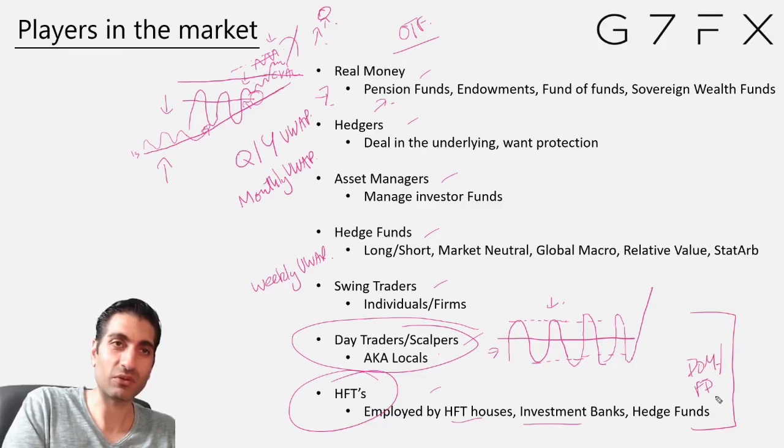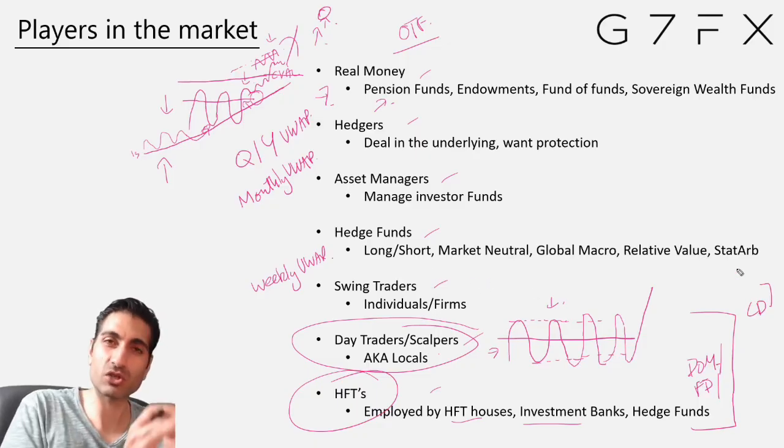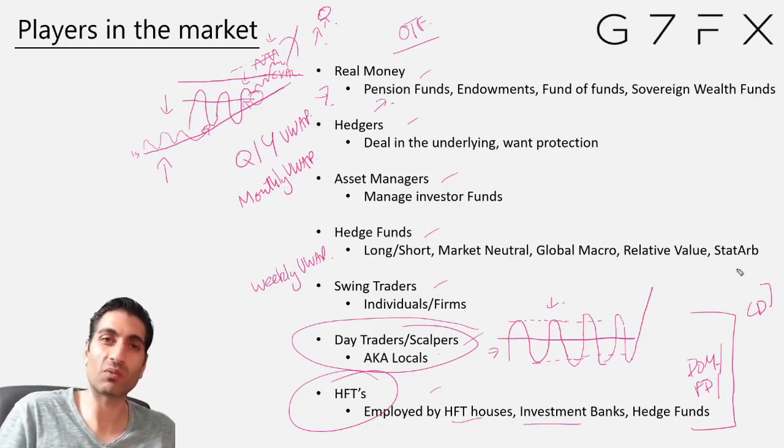Okay, DOM footprint, and then obviously to some extent cumulative delta probably does help us a little bit with swing trading as well, because I showed you the cumulative delta. You can obviously look a little bit wider.